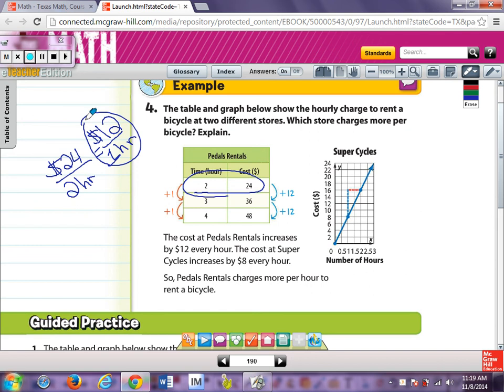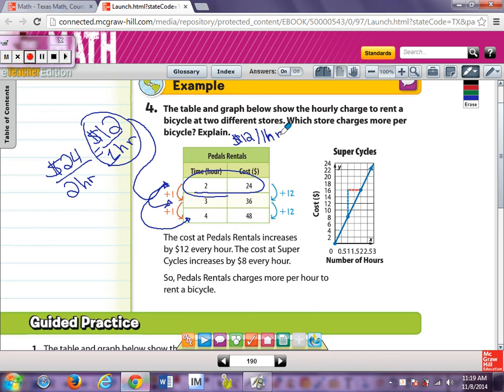I need to verify that this rate of change is truly the same for all my examples. So I know it works for 2 hours. Does $12 times 3 give me 36? Yes, it does. Does $12 an hour times 4 give me 48? Yes. So at Pedals Rentals, I am charged $12 for 1 hour. That is their rate. Let's look at Super Cycles now.